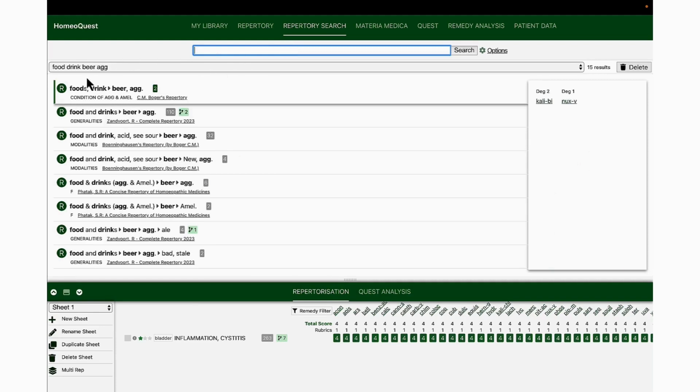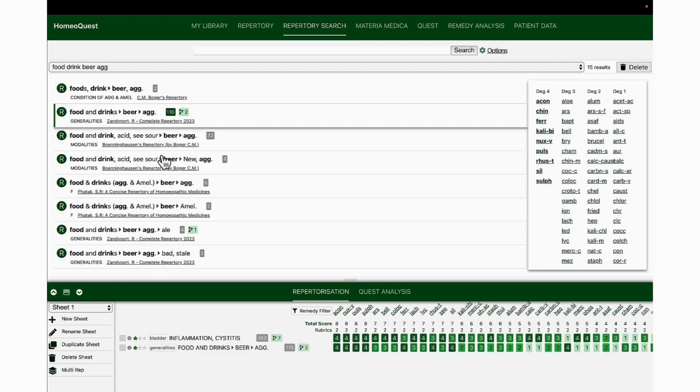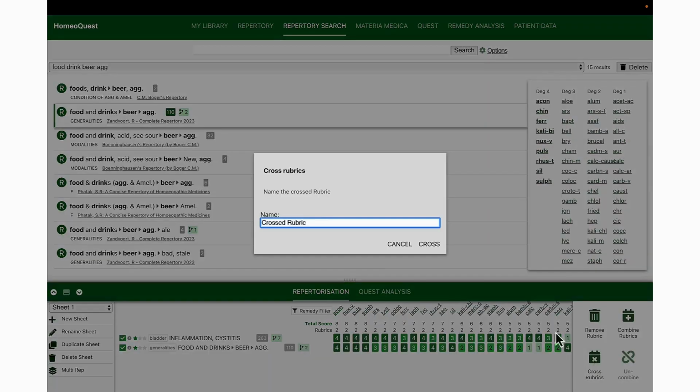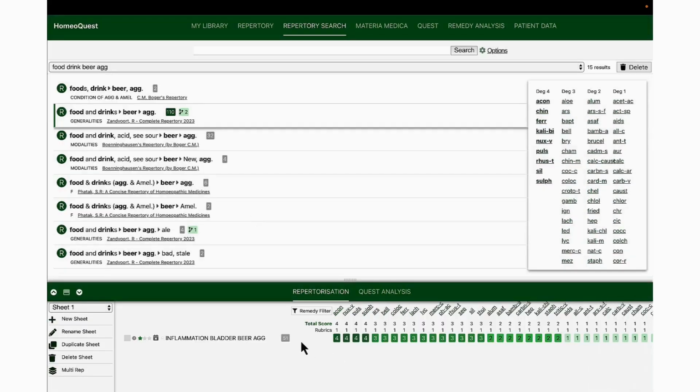beer aggravates. Now, lots of rubrics there, but I'll choose the biggest one from the Complete, which is food and drinks, beer aggravates. And then what you do is you cross them, which means, let me just click the cross, and then we put this big rubric, inflammation, bladder, beer aggravates. And now look at that, you have 51 remedies. How wonderful is that? And nux vomica is one of them, but there are so many others.